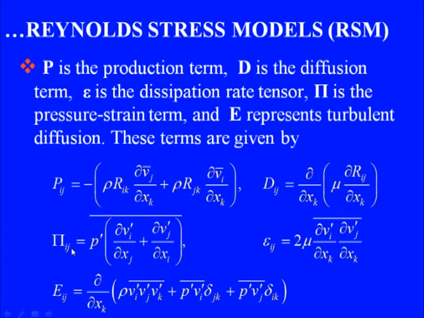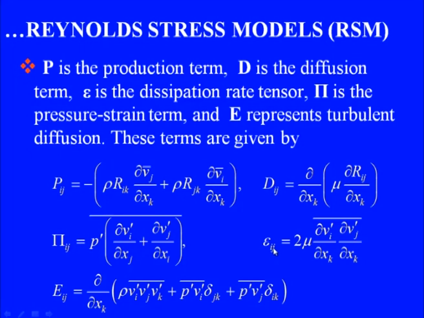But let us have a look at Πij. This is an average of the fluctuations of pressure and the fluctuating strain rate, that is, the time average of p′(∂Vi′/∂xj plus ∂Vj′/∂xi). This is something which we do not know. So, this has to be modeled.